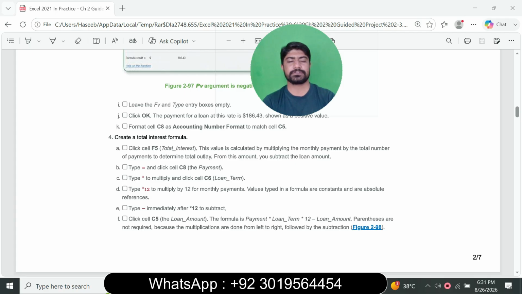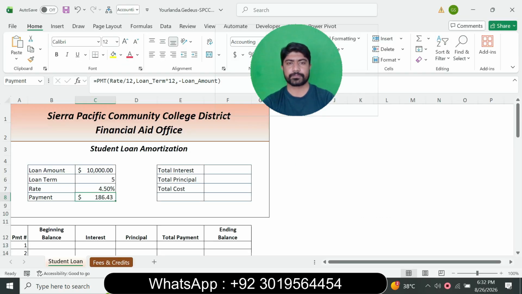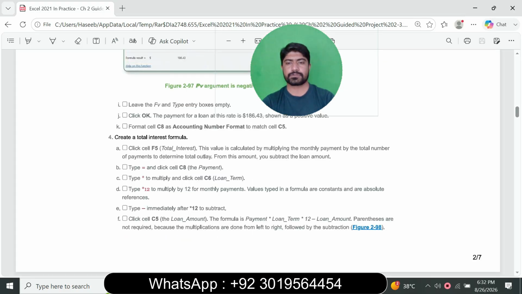So question number 4 is, create a total interest formula. Click cell F5, total interest. This value is calculated by multiplying the monthly payment by the total number of payments to determine the total outlay. From this amount you subtract the loan amount. Type is equal to, and click cell C8.